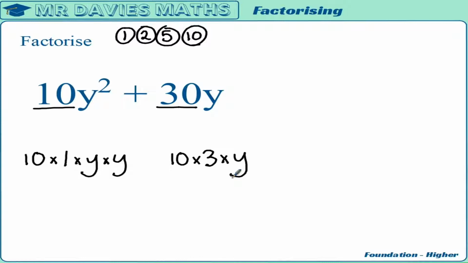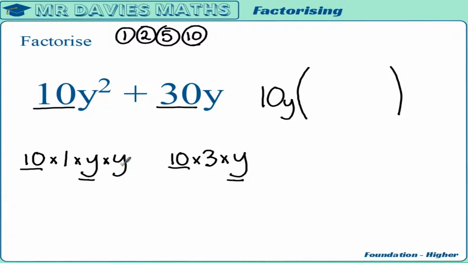Right, what can we stick on the outside now? So they both have a 10. So a 10 can live on the outside. But hopefully you've spotted this as well. They both have a y. So a y can also sit on the outside. You can have multiple things on the outside, to be honest, as long as they are common. I've had a look. There's nothing else that's common in between those two.